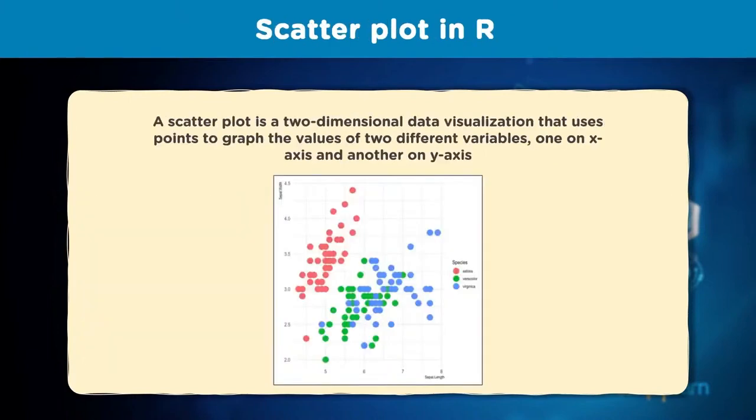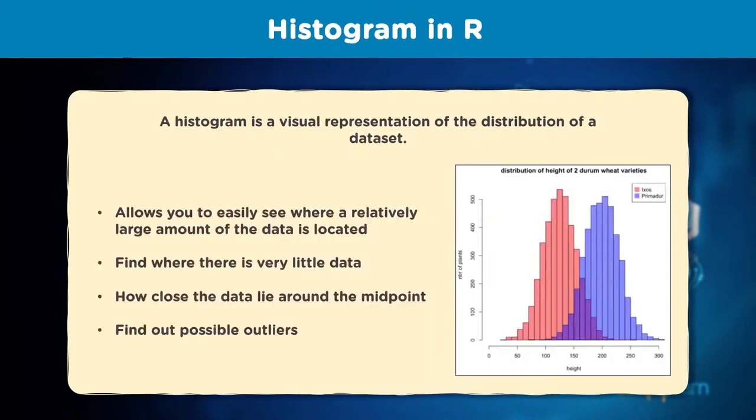Now you can also create a scatter plot, which is a two-dimensional data visualization that uses points to graph the values of two different variables, one on the x-axis, one on the y-axis, like what we saw in the base graphics example. And they are mainly used if you would want to assess the relationship or lack of relationship between two variables. And you also have the histogram, which I mentioned is mainly to look at the distribution of data, to look at the central tendency of the data, basically looking at a large amount of data or a single variable.